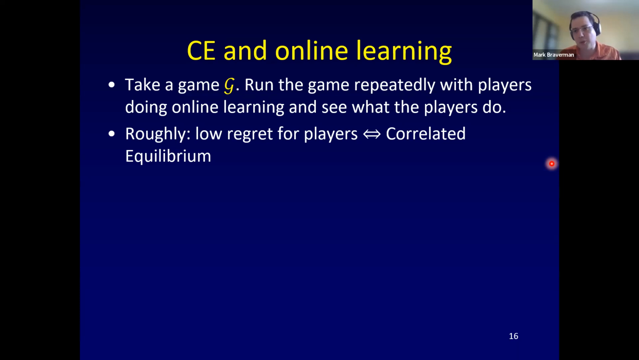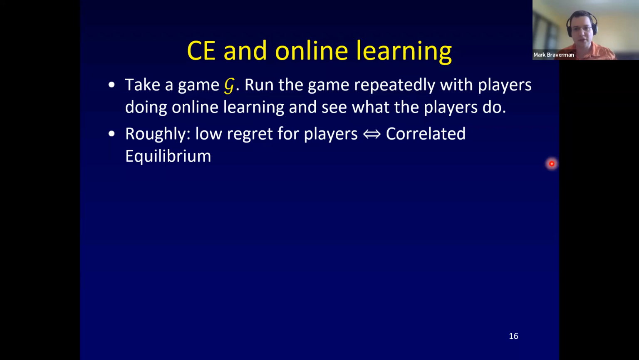And the bot will presumably run some reinforcement online learning to learn to play this game better in a repeated setting. And roughly speaking, this is a very good idea, and low regret for players corresponds to correlated equilibrium. So if you succeed, which you will, because there are results about online learning that achieve low regret, then a low regret outcome corresponds to a correlated equilibrium.